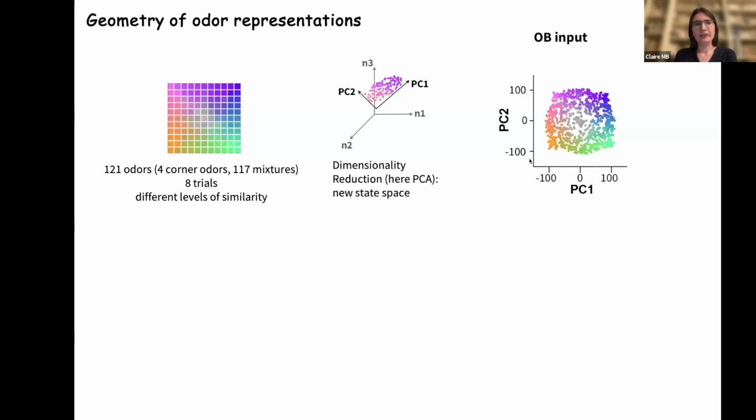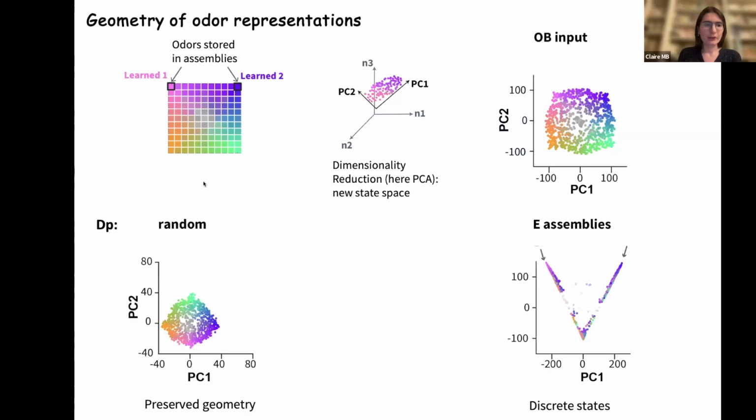And you see that in PCA-reduced space, the activity of the olfactory bulb is confined to a subspace with a squared shape. So now we feed these olfactory bulb activity patterns in our DP model with different types of connectivity, and we then apply PCA on the DP activity patterns. So in the random network, which is here on the bottom left, we also have a square in PCA reduced space. So the geometry is preserved.